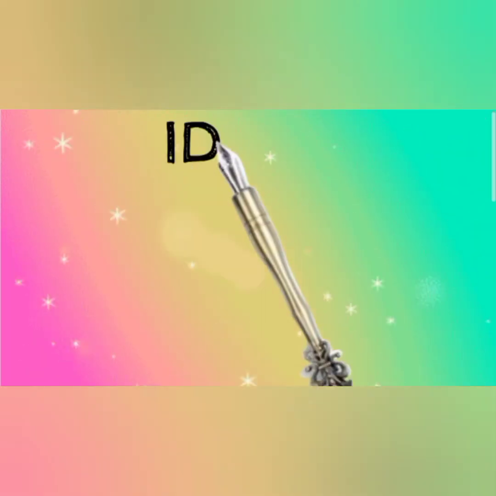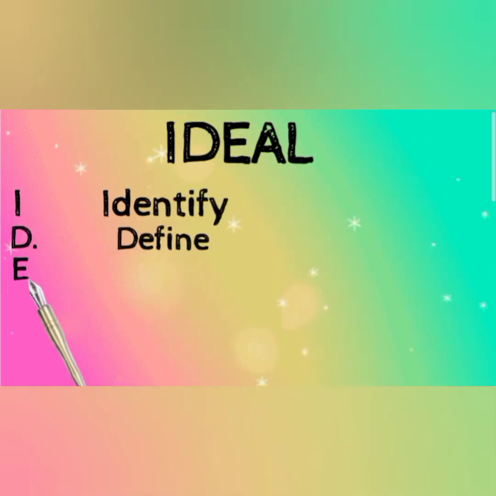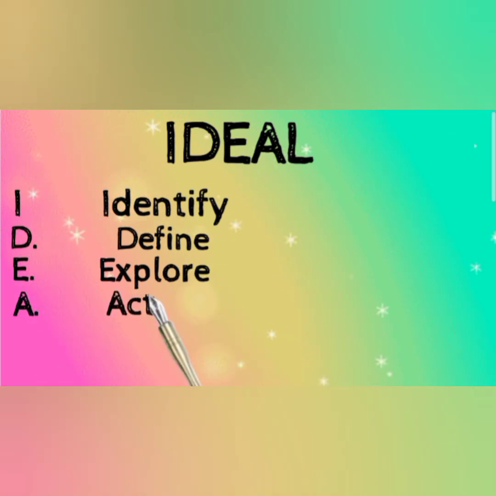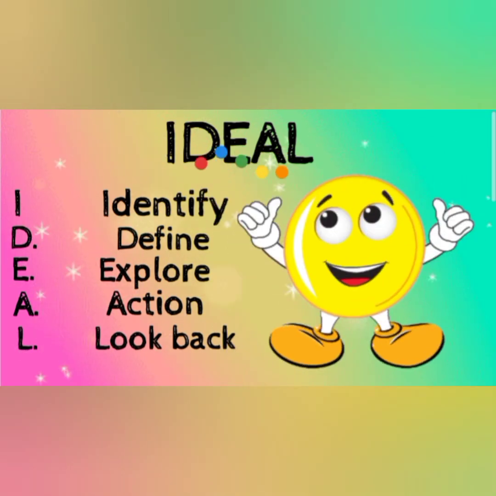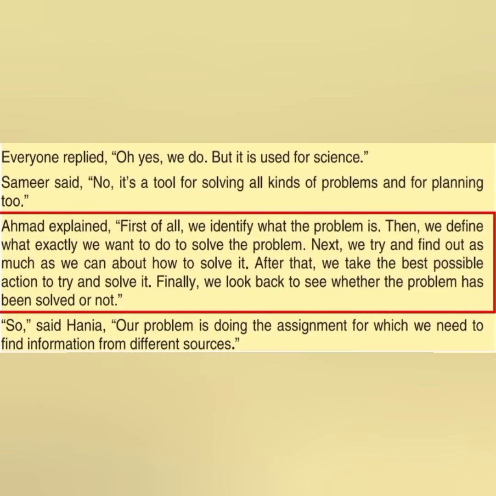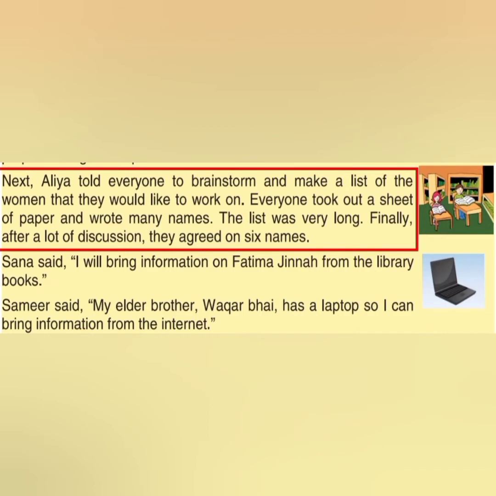I know this must be something new for you all, so let's first discuss this terminology, IDEAL, and what it actually is. Here I stands for identify, D for define, E for explore, A for action, and L for look back. Now let's discuss this in detail. Ahmed, one of the group members, explained that first they have to identify the issue or the problem, then find out the solutions, then take the best action, implement that, and then finally check. After that, they had to decide the sources for gathering the information.